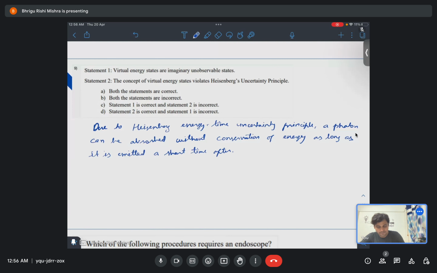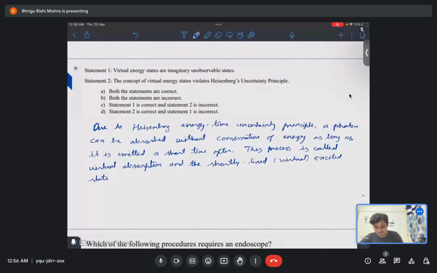This process is called virtual absorption, and the shortly lived virtual excited state is called the virtual or intermediate state.